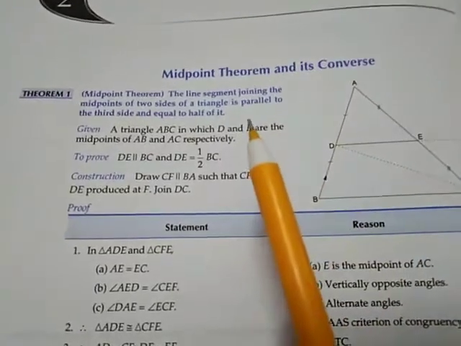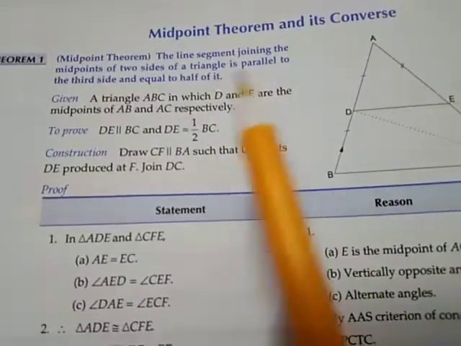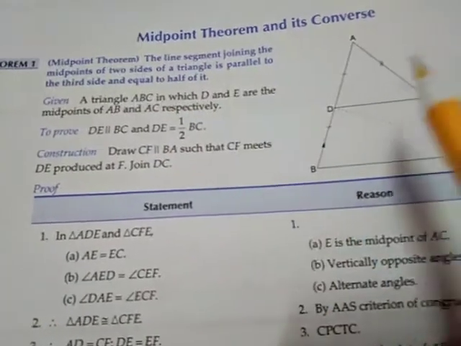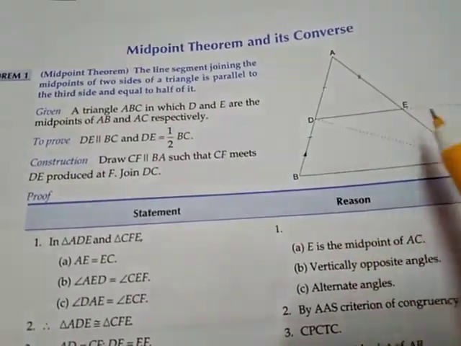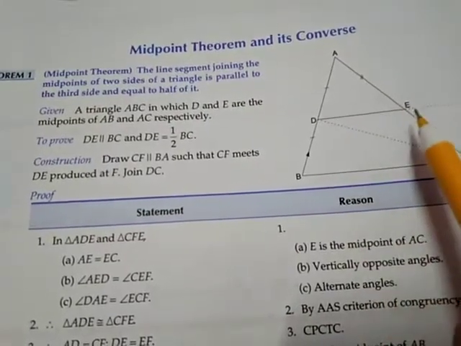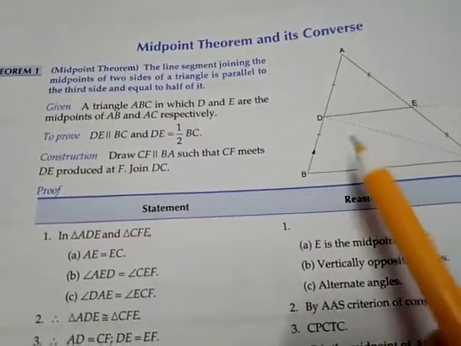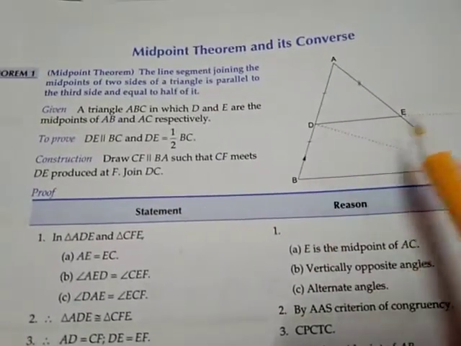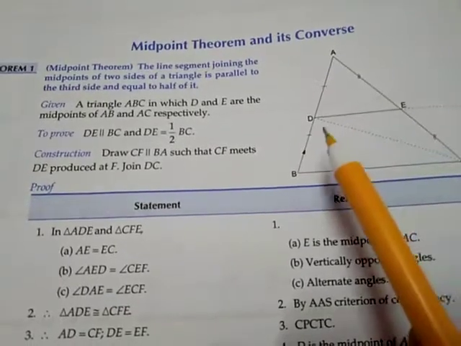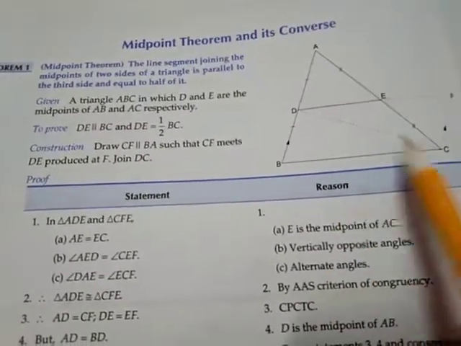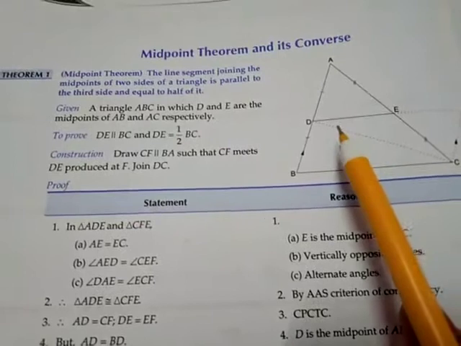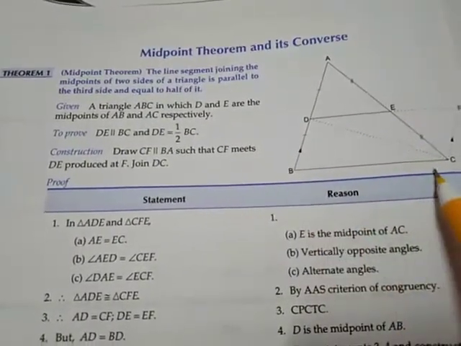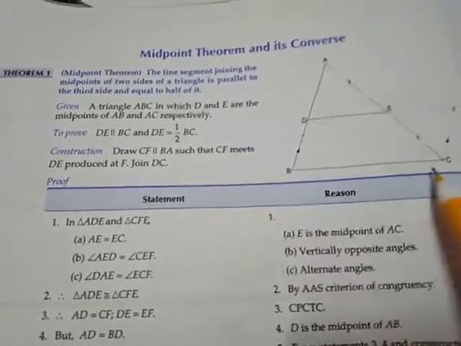So the statement of the theorem is: the line segment joining the midpoints of two sides of a triangle is parallel to the third side and equal to half of it. The midpoint of AB is D and the midpoint of AC is E. So we have to prove DE is parallel to BC and DE is also half of BC.